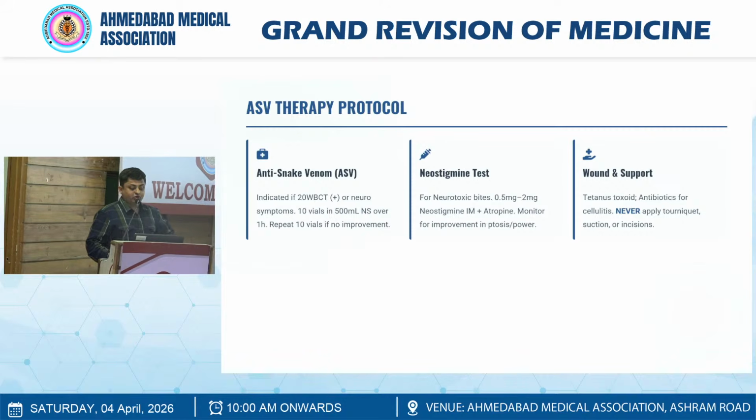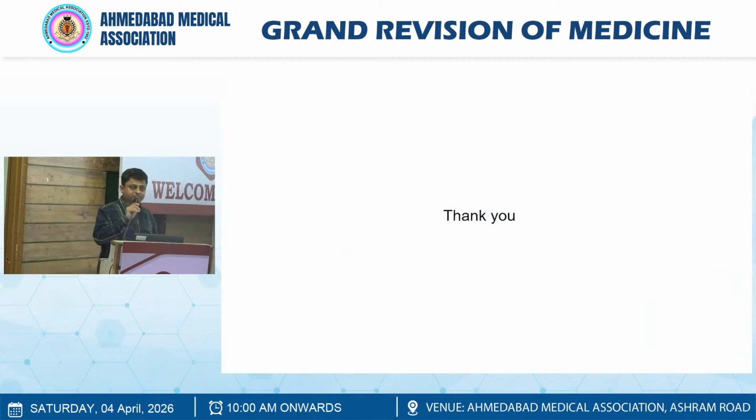Neostigmine test for neurotoxic snake bite: 0.5 to 2 milligram neostigmine IM plus atropine. Monitor for improvement in ptosis or power. Wound: tetanus toxoid, antibiotics for cellulitis. Thank you.